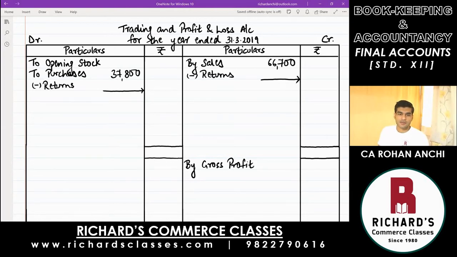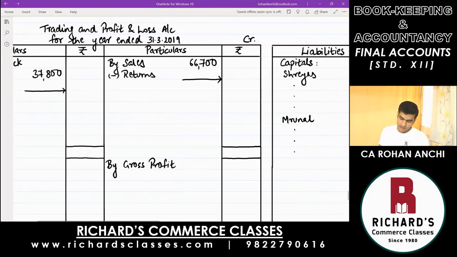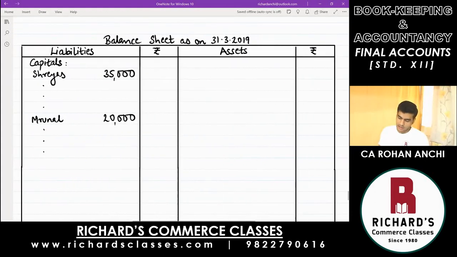Continue. The next is bills receivable. That is an asset. So come to the balance sheet asset side, first item, write down bills receivable. Amount is 8,000.